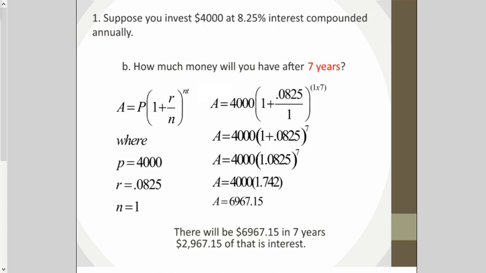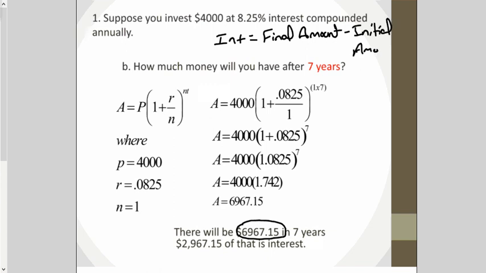Okay, so sometimes a problem might ask you, hey, how much interest do you have? Well, if you were to write down $6,967, that would be wrong. That's how much money is in your account. So the interest will be equal to the final amount minus the initial amount. And that's how you can find the total interest. Okay, the final amount in your account minus the initial amount. That's how you can find your total interest.